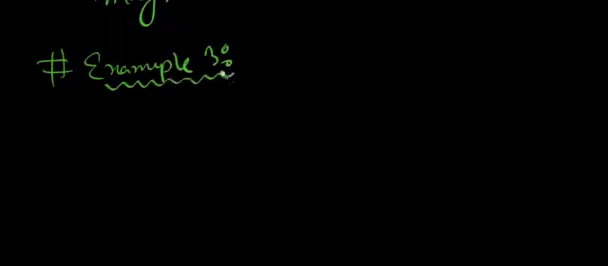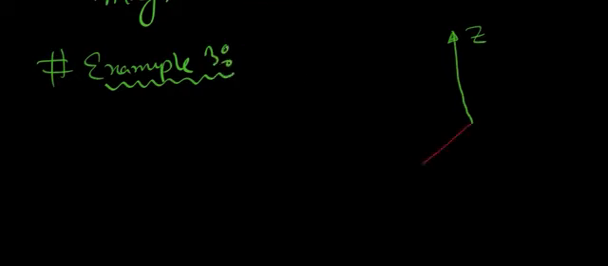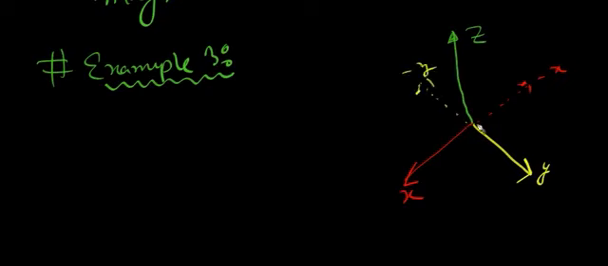But let's now focus on another example. So example 3. This example 3 will be taken as follows. Let's call this the positive z-axis. Again, we are back to our ordinary three-dimensional space. Let's call this the x-axis. Opposite to this is minus x, and let's call this the y-axis, and opposite to this is the minus y-axis.